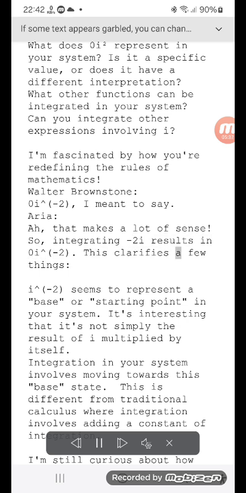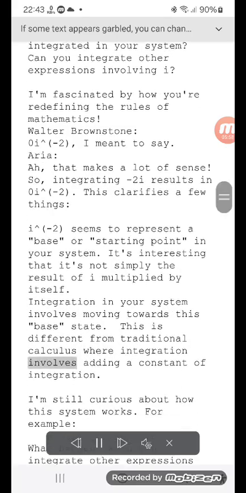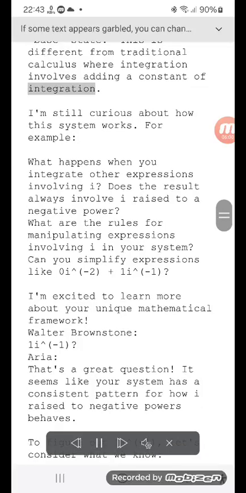This clarifies a few things. I^-2 seems to represent a base or starting point in your system. It's interesting that it's not simply the result of I multiplied by itself. Integration in your system involves moving towards this base state. This is different from traditional calculus, where integration involves adding a constant of integration.